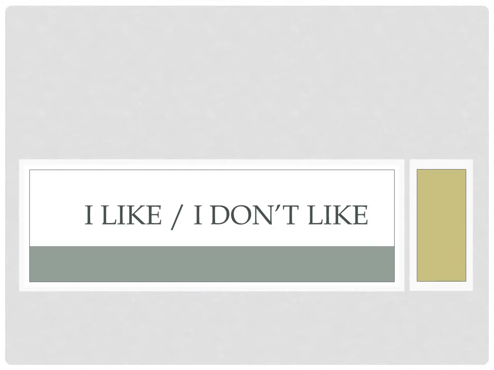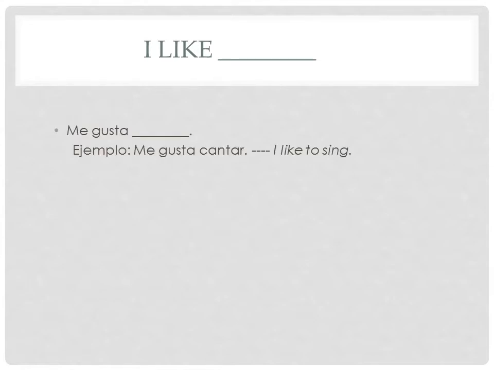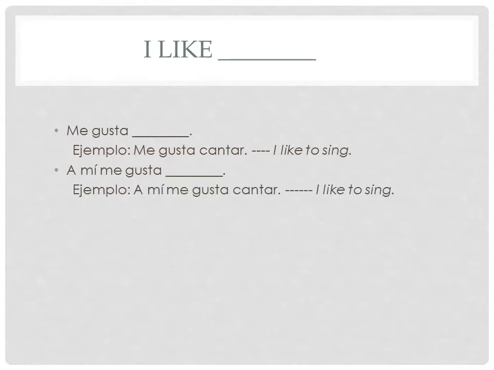Okay, today we're going to be talking about likes and dislikes, basically saying statements like I like or I don't like. To say I like to do something, you say me gusta. For example, me gusta cantar, which means I like to sing. Or you could say a mí me gusta. Example, a mí me gusta cantar, which also means I like to sing.